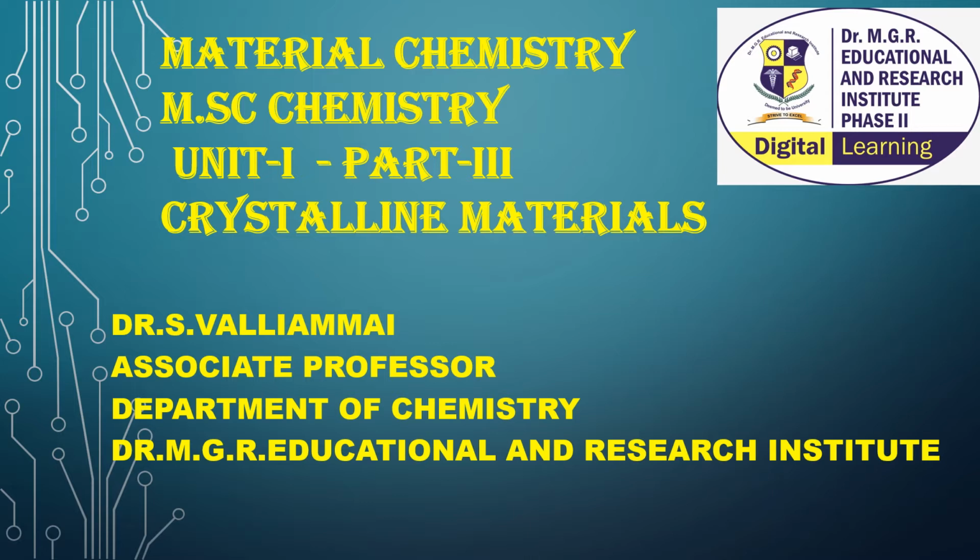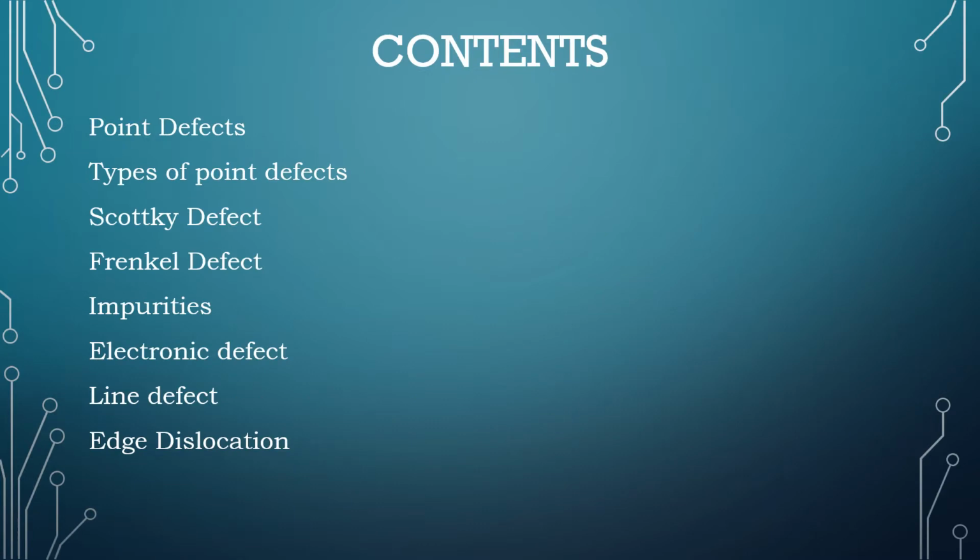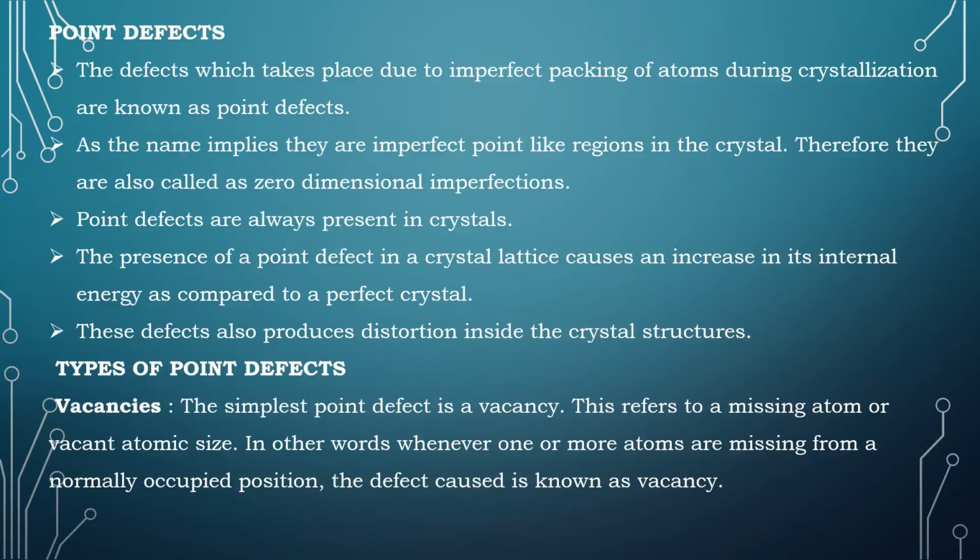Now in this PowerPoint, I'm just going to deal with the crystalline materials, that is part 3. Now going on to the contents, we are just going to discuss the point defects, the types of point defects, Schottky defect, Frenkel defect, impurities, electronic defect, line defect, and edge dislocation. Now we'll see all these one by one.